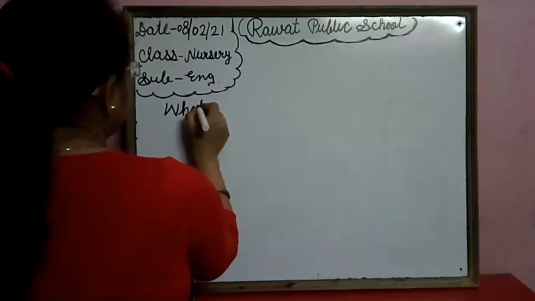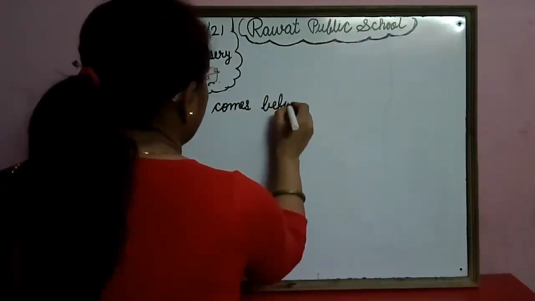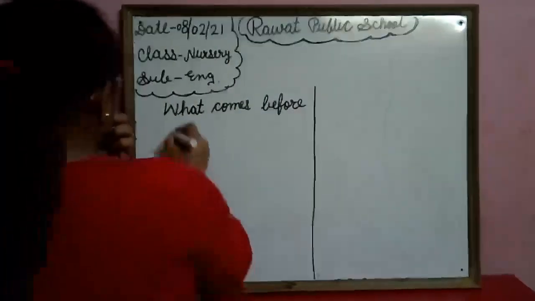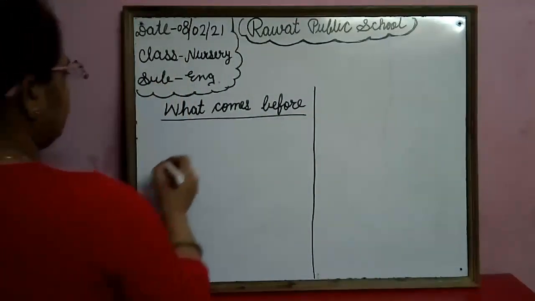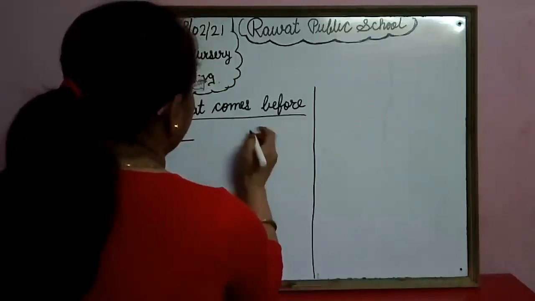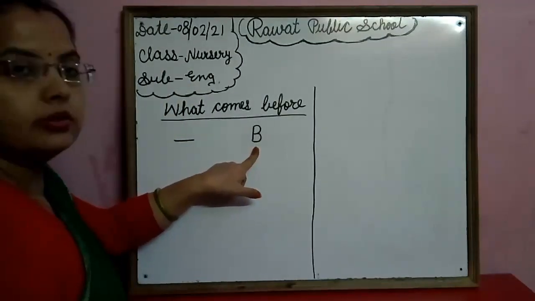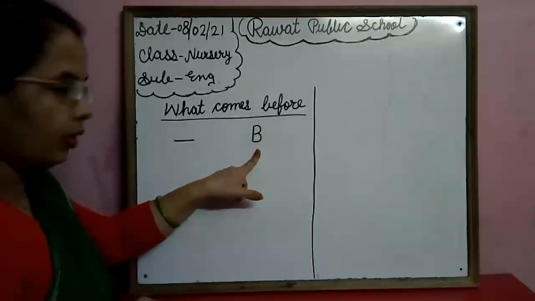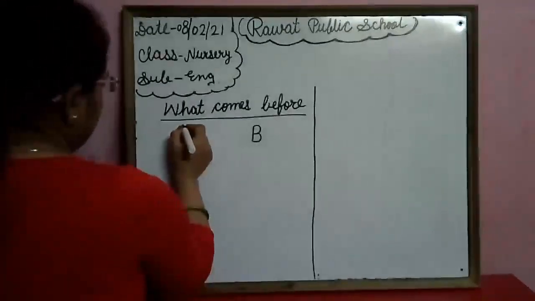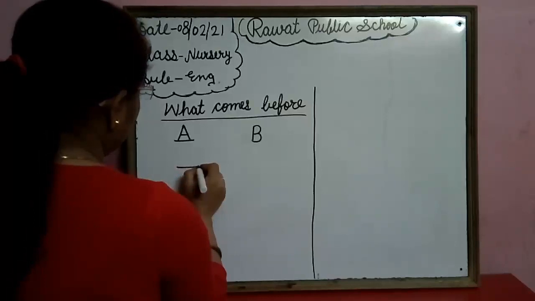What comes before? B E F O R E, before. What comes before? So this is B. This is B. B for ball. What comes before B? B से पहले क्या आता है? A. So we will write here A.